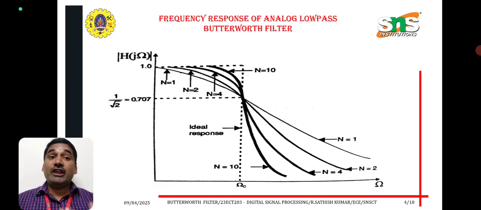This is the frequency response of the analog low pass Butterworth IIR filter, where n is equal to the order of the filter. With n equal to 1, the response is shown, then n equal to 2, n equal to 4, n equal to 10. The similar response with respect to ohm C, that is nothing but the cutoff frequency, we can see approaches the ideal response, with 1 by root 2 equal to 0.707 with respect to ohm.